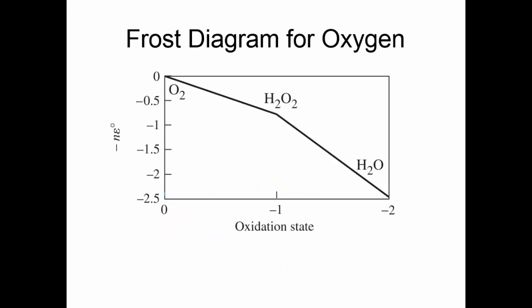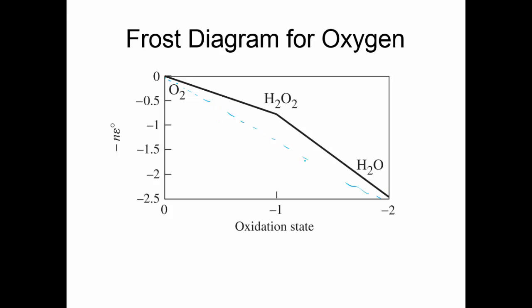Let's test ourselves. Does this make sense? Here's the Frost diagram for oxygen. 0 oxidation state, 0 volts, start out. Negative 1 oxidation state, that's hydrogen peroxide, negative 0.6 volts. Water, H2O, is the negative 2 oxidation state for oxygen, negative 2.5 volts. So this slope is steeper than this slope, which tells us that hydrogen peroxide is a better oxidizing agent than oxygen. But we also see that we could connect oxygen directly to water with that slope.